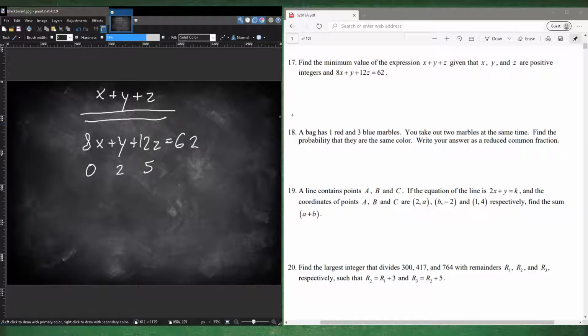But they said they're all positive integers, so this doesn't work because 0 is not positive. So the next number is 4. That's 48. So we have 14 left, so we could put 1 here and 6 here, which is the maximum possible. And then the next one we put 3, which is 36. So we have 26 left over, which we could put 3 here, so that's 24. So we have 2 left over here. Okay, so this is a total of 11. This is a total of 8.